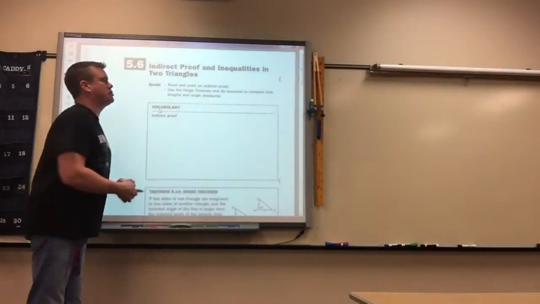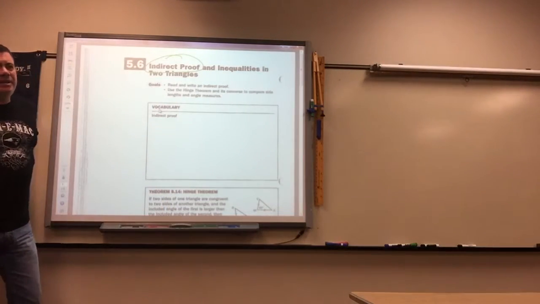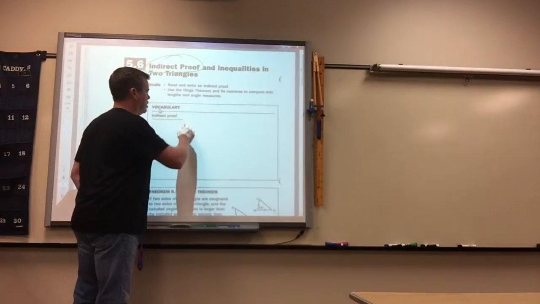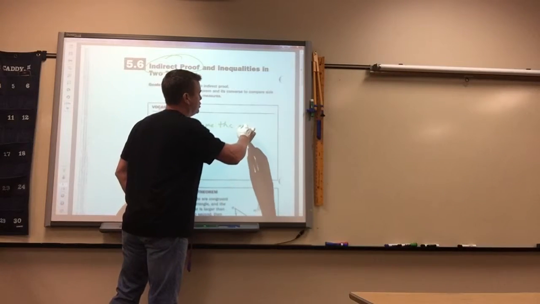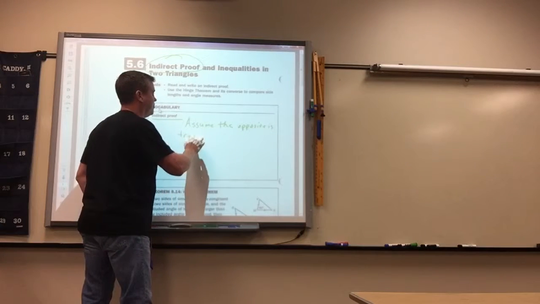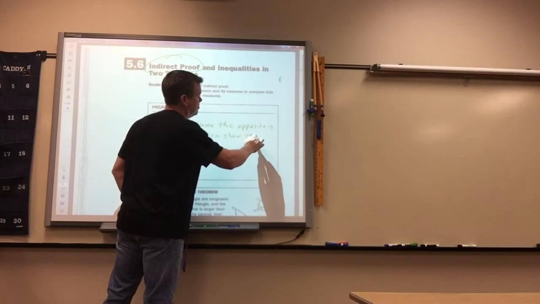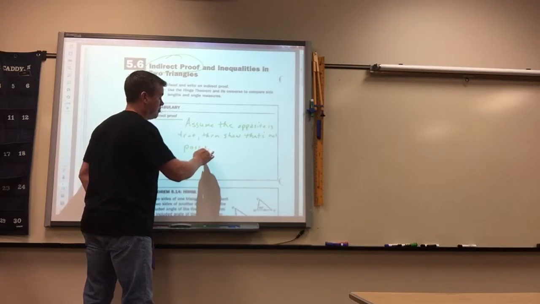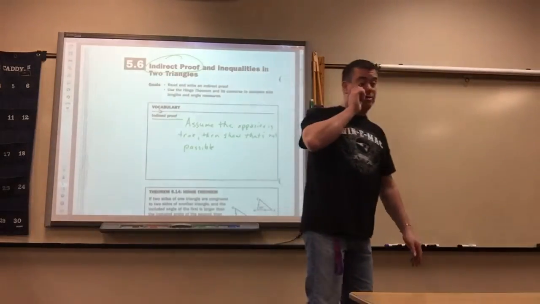Indirect proofs. Okay, quiet. An indirect proof, the way you do these is you assume the opposite is true, then show that's not possible. Indirect proofs are actually the easiest ways to do proofs.